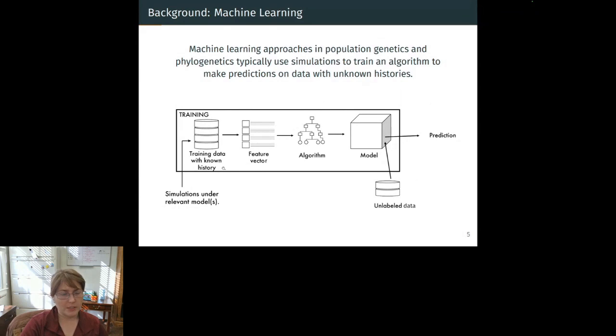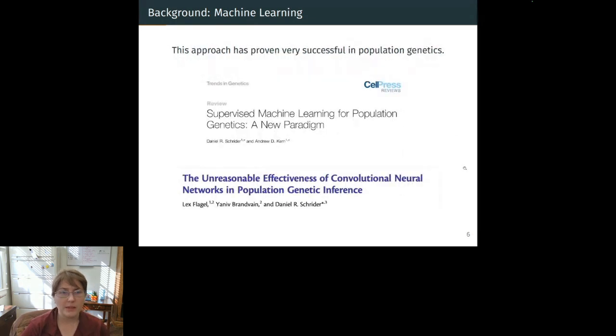So to use machine learning in phylogenetics and population genetics, we have to rely on these simulations to generate the training data, and then we can extract information or features from that data and use some algorithm to build a model, which can then be used to make predictions on new data like empirical data. This approach has proven really successful in fields like population genetics. There have been a lot of papers about how powerful these approaches are for doing things like inferring parameters in population genetic models.